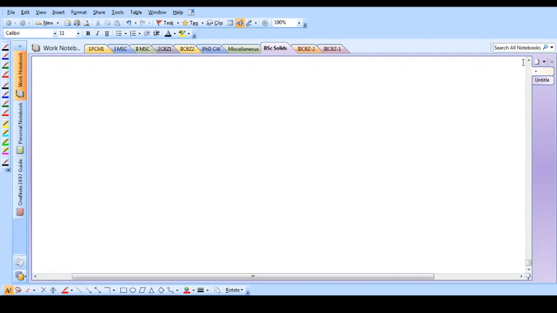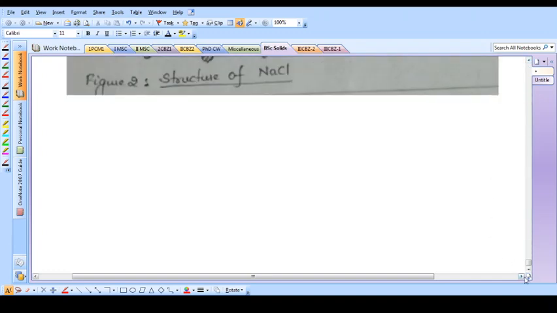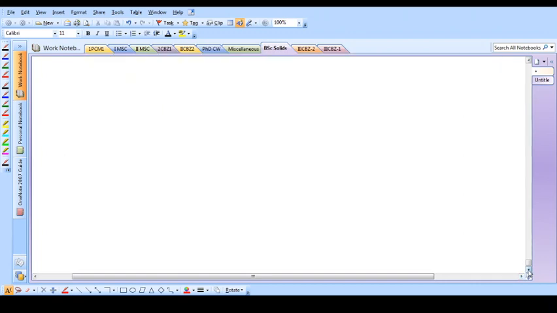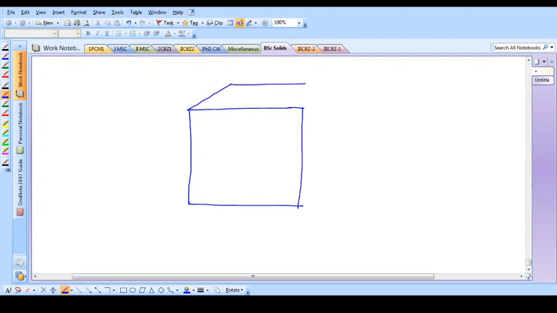Let me try to draw this structure so that it will help you to practice. How to draw the structure. Let me try. So first you have to draw a single large cube. Since I'm not using any scale, it may not be the perfect diagram. You have to use scale to draw the structure.